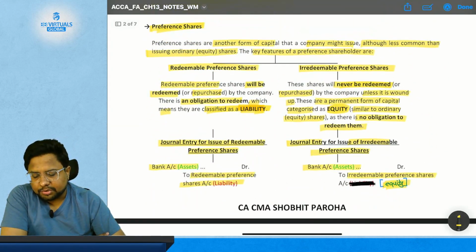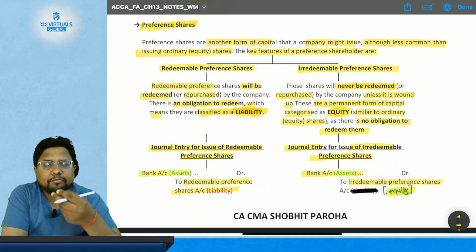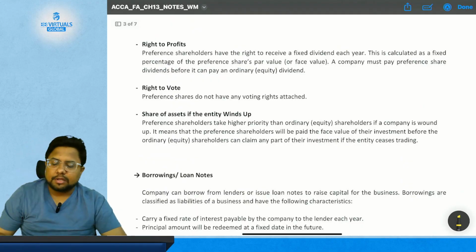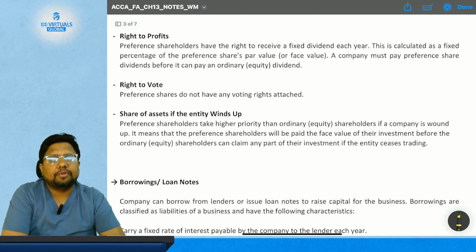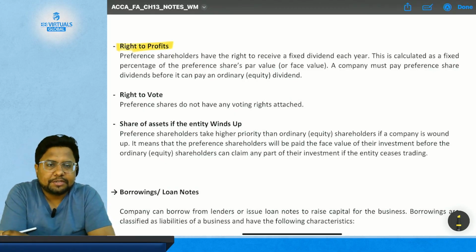You have made us understand the journal entry of preference share, but you have not told us what a preference share is. That is also covered in our syllabus, which is the features of preference share. First, right to profit.